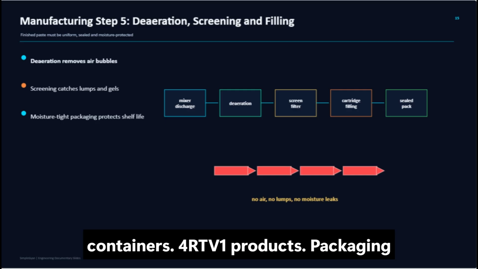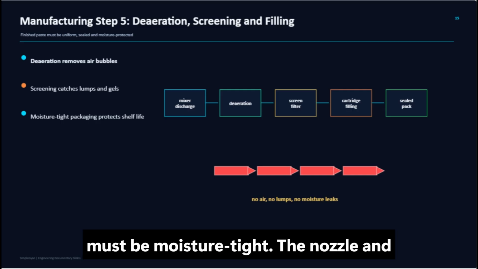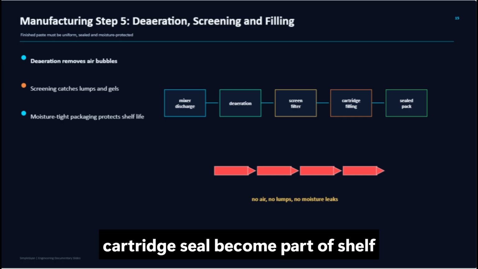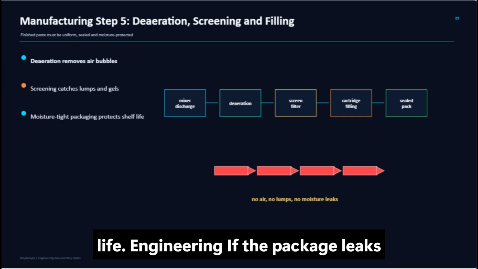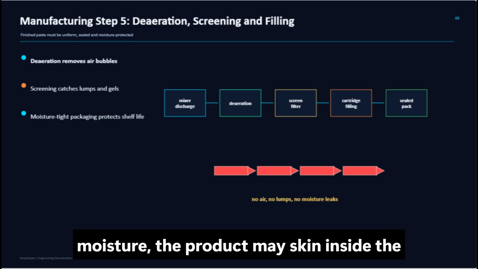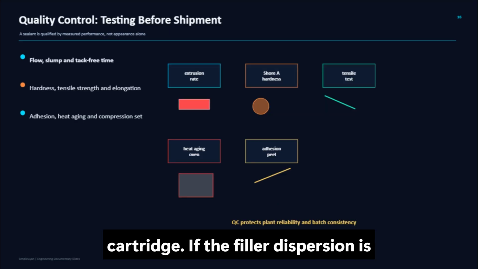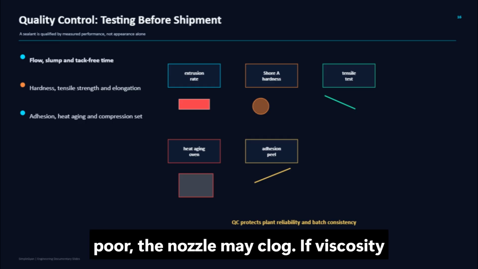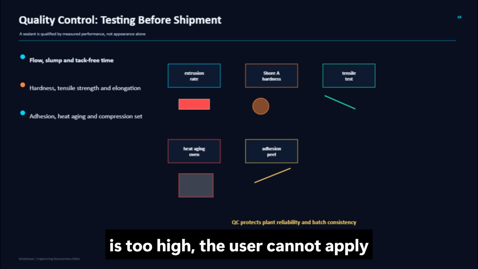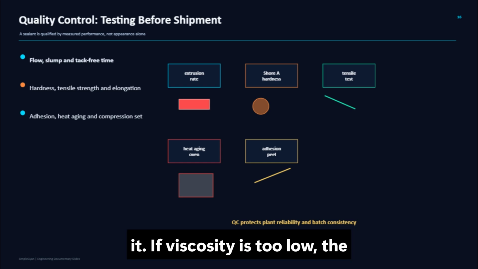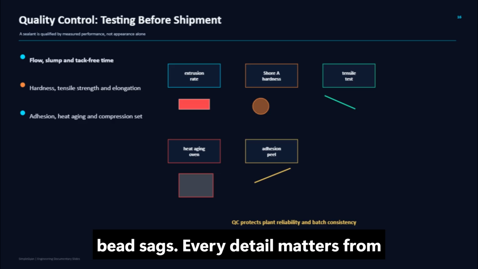For RTV1 products, packaging must be moisture-tight. The nozzle and cartridge seal become part of shelf-life engineering. If the package leaks moisture, the product may skin inside the cartridge. If the filler dispersion is poor, the nozzle may clog. If viscosity is too high, the user cannot apply it. If viscosity is too low, the bead sags. Every detail matters from reactor to cartridge.